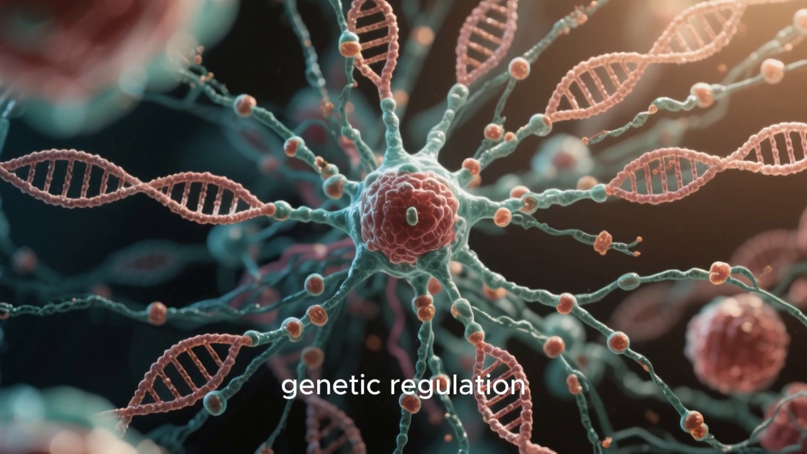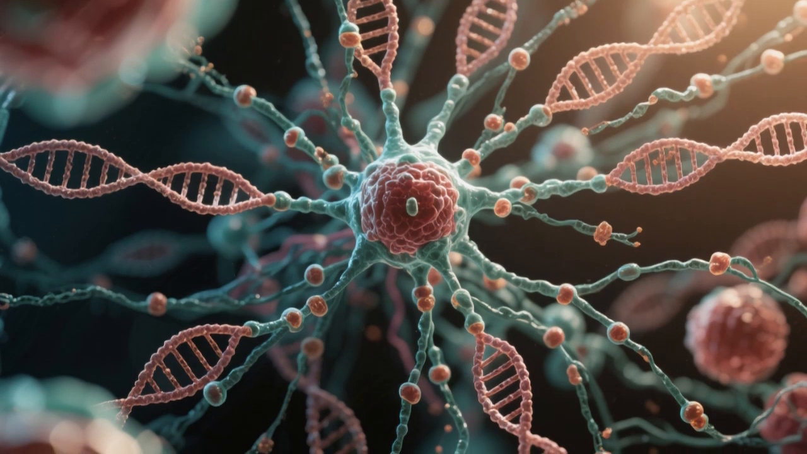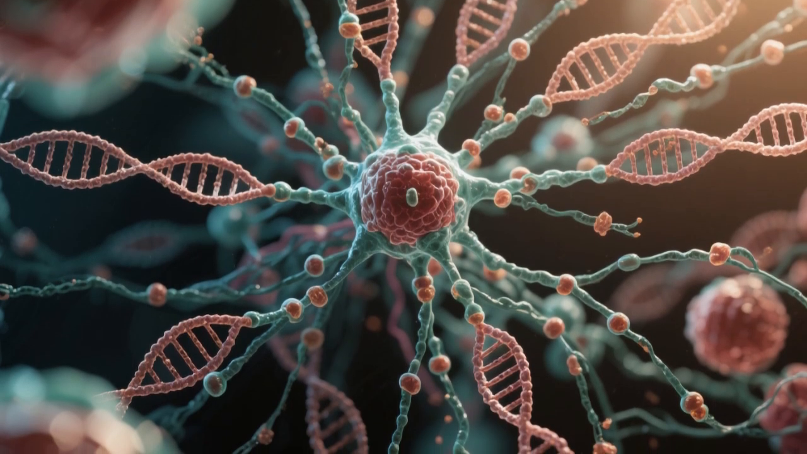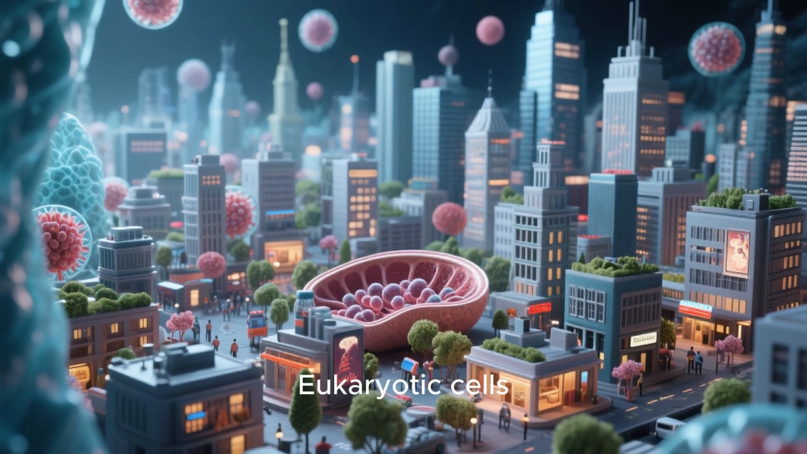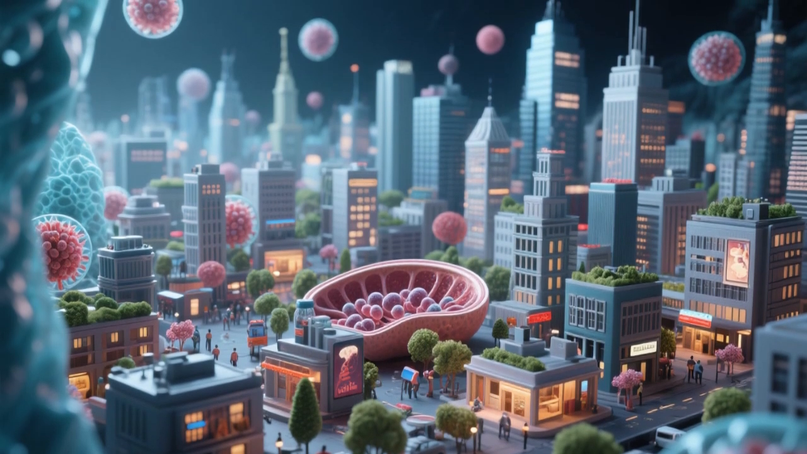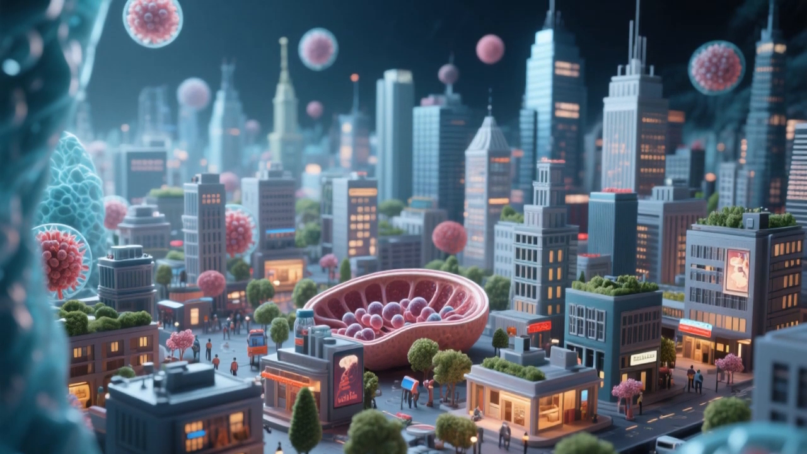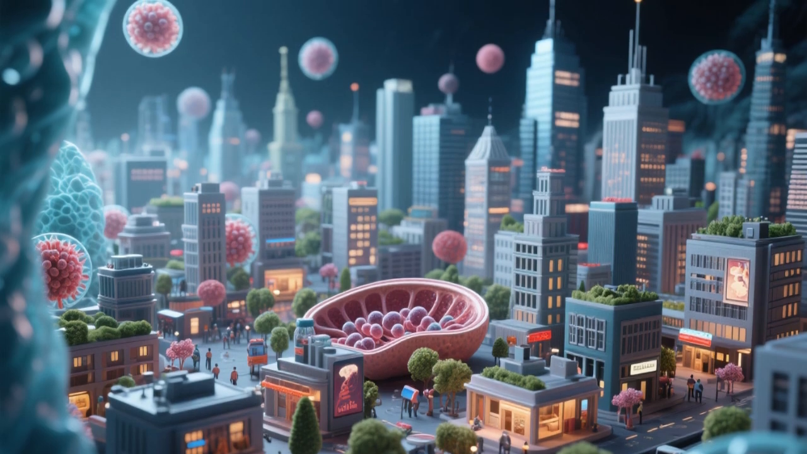This organization allows for much more complex genetic regulation and, ultimately, more complex organisms. But the complexity doesn't stop with the nucleus. Eukaryotic cells are jam-packed with other specialized compartments called organelles.